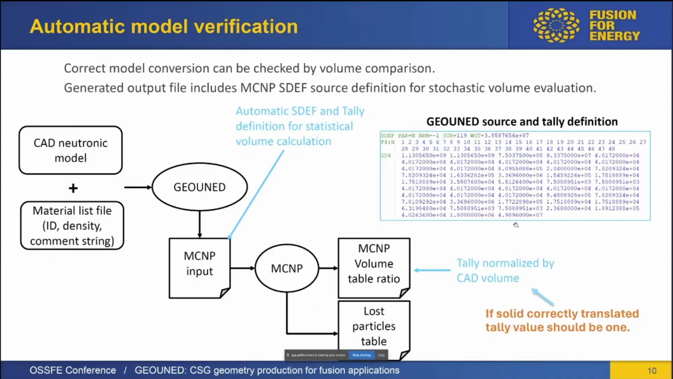So when you see a larger deviation from 1, there might be two things. One, maybe you used too low a number of histories and you should sample it better, or there was maybe a problem in the translation and the MCNP volume does not correspond to the original CAD volume. So this is a very good and quick way of confirming that the translation went well, or just identifying issues with maybe specific solids in the translation.